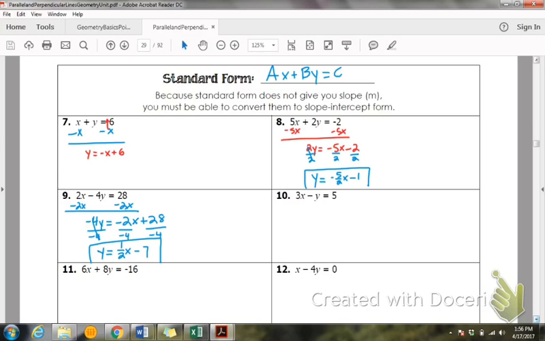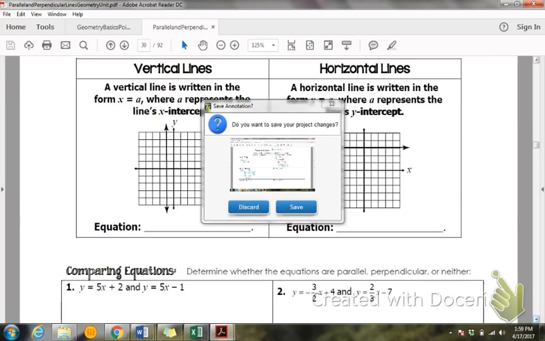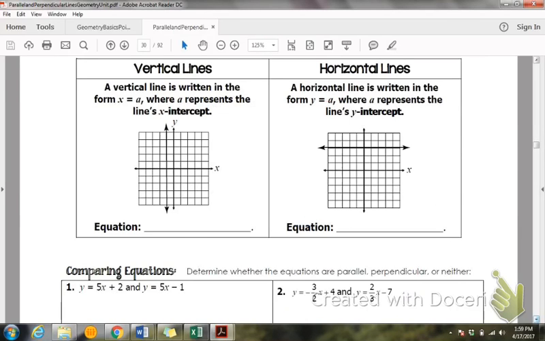If you look on the other side of this page, vertical lines are always in the form x equals a number. If it's a vertical line, it's always x equals a number. So in this diagram, x equals what? Where's your x crossing?